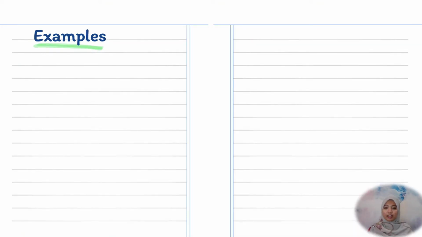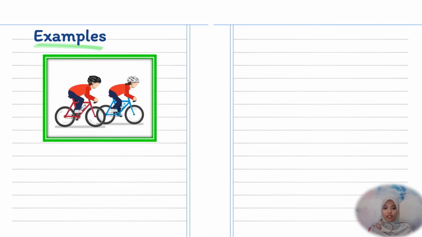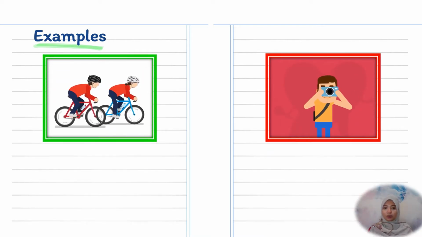Okay, these are the examples of using the words in the table before. Kita gunakan ayat yang sama, cuba kita masukkan contohnya lah. The first one is cycling and the second one is photography. For cycling, I use green border. Why? Because it shows that you like this activity. Okay, maksudnya Ustazah gunakan frame berwarna hijau ni untuk menunjukkan yang awak suka akan ataupun minat akan kegiatan ni lah, hobi, untuk dijadikan hobi.